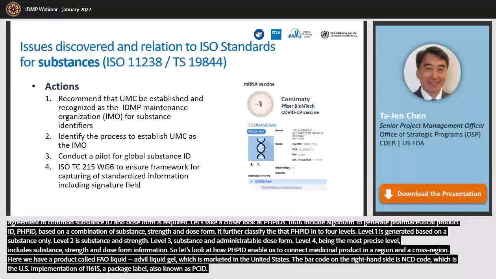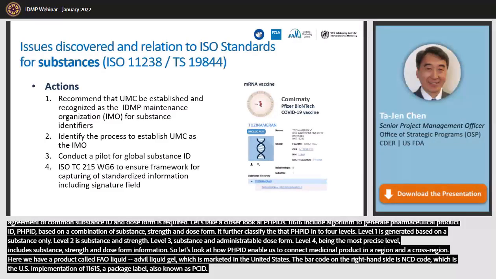The issues have been identified by EMA, FDA, and WHO UMC. A working group is established by the parties to work on the potential solution for the global IDMP implementation. Ron will get into the detail on the cross-region collaboration and the working group in the next part of the presentation. I need to mention that the working group recommends that UMC be established and recognized as IDMP Maintenance Organization, IMO, for substance ID.